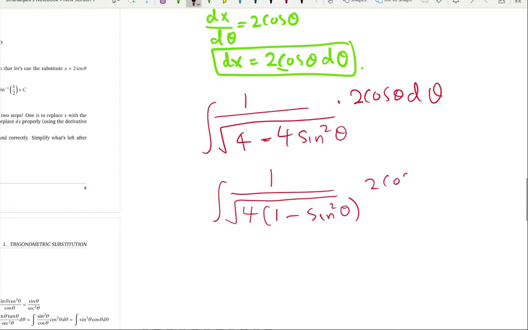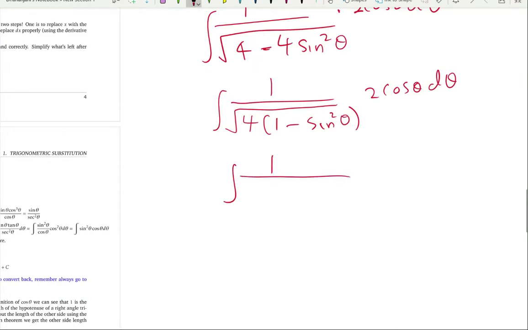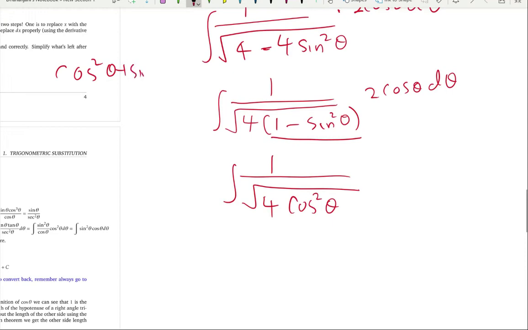Here 2 cosine theta d theta. Okay, now you can use the Pythagorean identity. Don't be in a hurry to get rid of the square root. So 1 minus sine square theta is actually cosine square theta, because cosine square theta plus sine square theta is equal to 1. That's the Pythagorean identity. So if you take this sine square theta to the right, cosine square theta is actually 1 minus sine square theta.